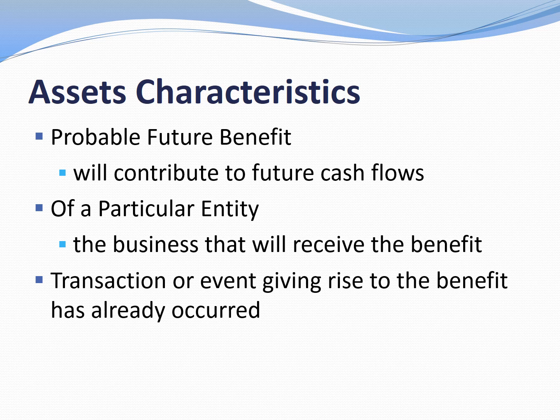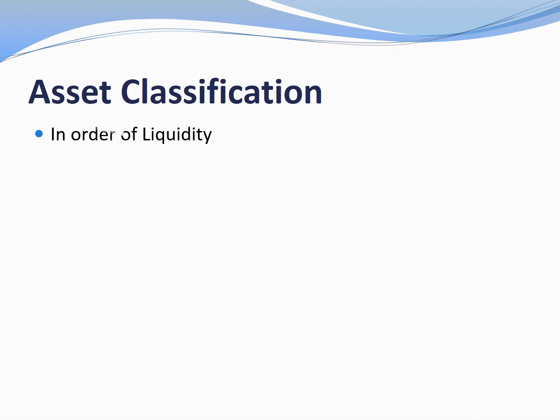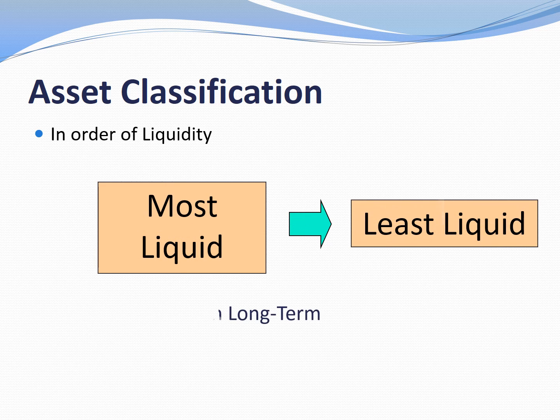Assets have the following characteristics. They are a probable future benefit that will contribute to future cash flows. They are of a particular entity that will receive the benefit. And the transactions or events giving rise to the benefit have already occurred. In order of liquidity, assets are classified from most liquid to least liquid, or from current to long-term.